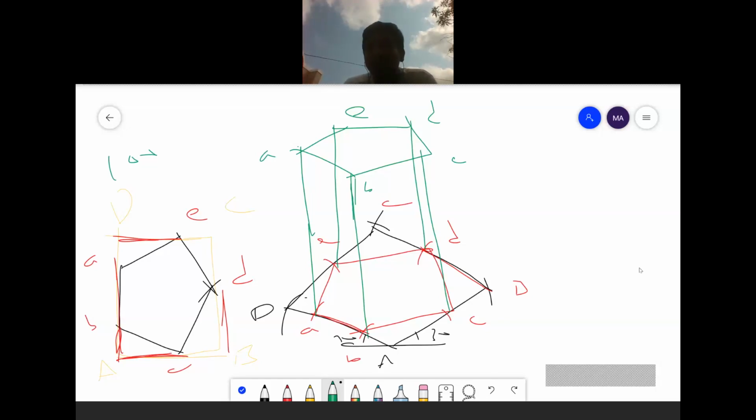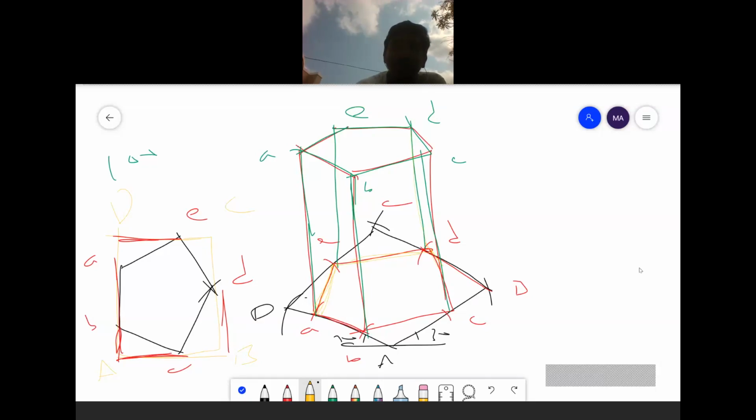Here also you have to draw the hidden lines as dotted lines. I will indicate the visible views with the red pen and the invisible views with the yellow pen. These are all invisible views which I have indicated with the yellow pen. In this way you have to draw the pentagonal prism. This is one of the ways, and the easiest way for drawing the pentagonal prism.